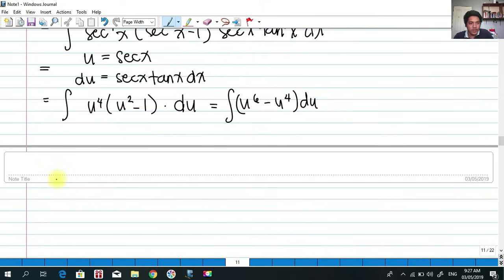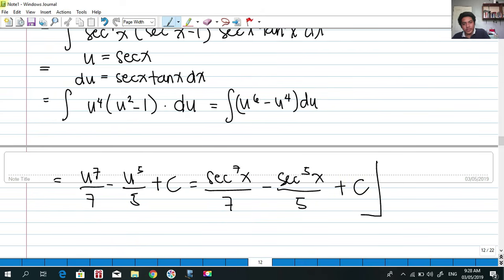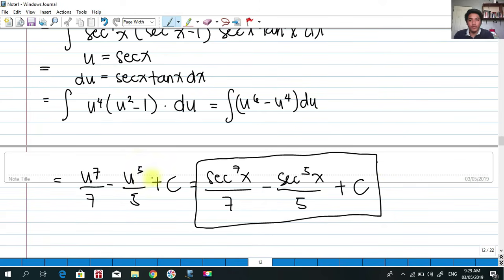So in order for us to get the integral of that by the power formula, u raised to 7 over 7 minus u raised to 5 over 5 plus c, and back substitution. So we have u raised to 7, our u is secant here. So that is secant raised to 7 of x over 7 minus secant raised to 5 of x over 5 plus c. So this is our integral for now.